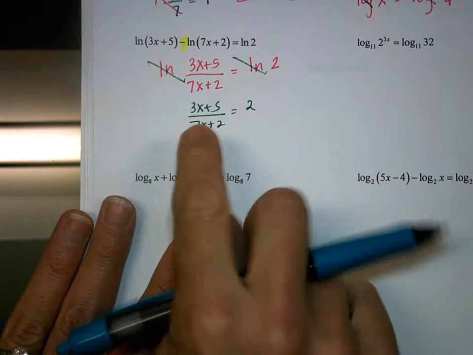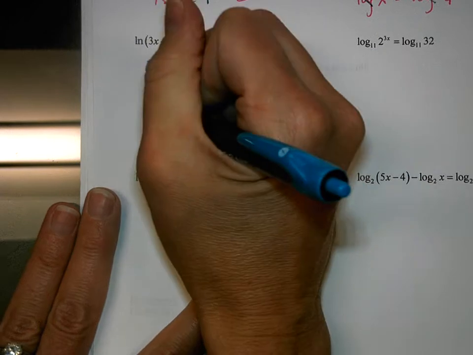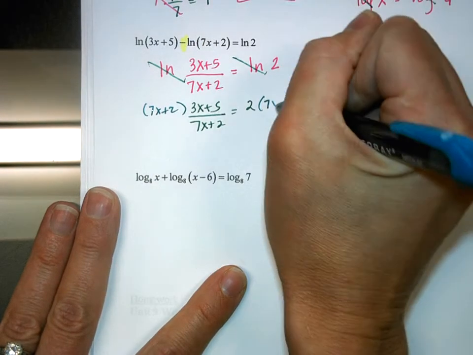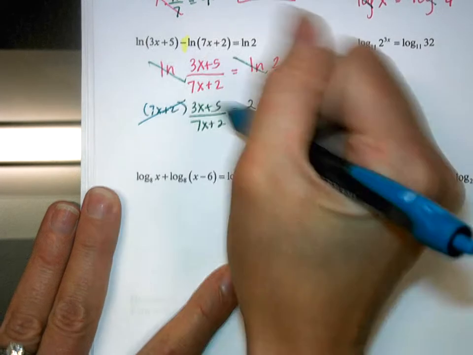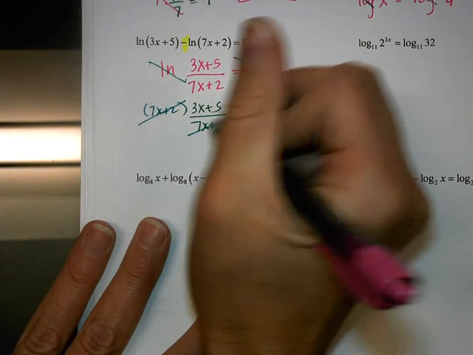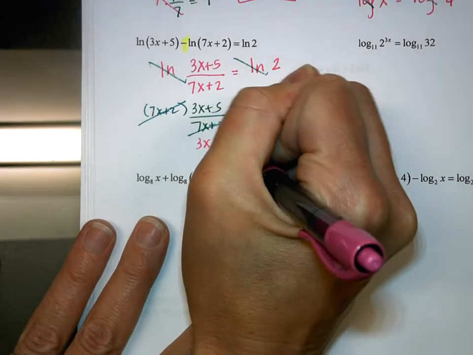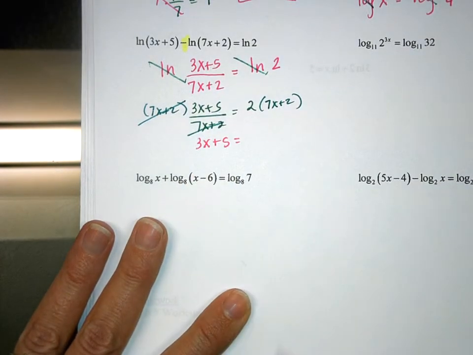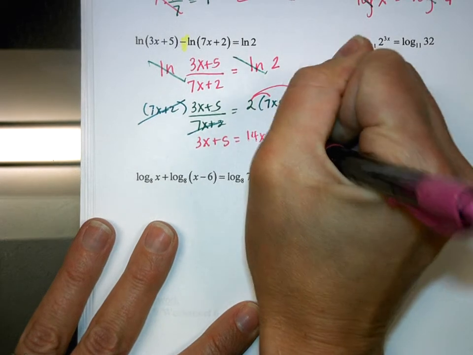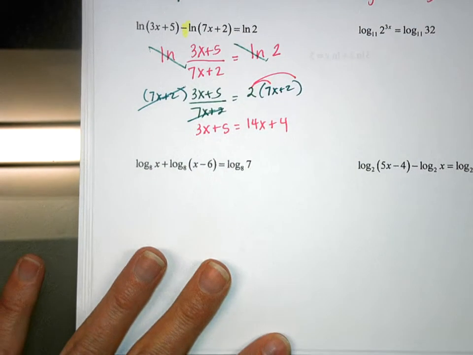So we're going to multiply by our common denominator, whatever it may be. I'm multiplying by 7x + 2 on both sides. When I do that, the 7x + 2 cancels out. I have 3x + 5 on the left equals, very good, 14x + 4. Then we do what?